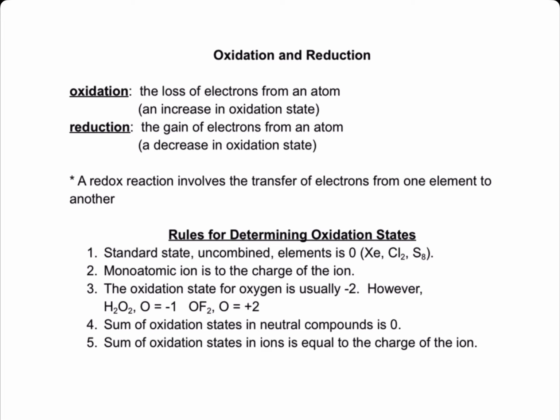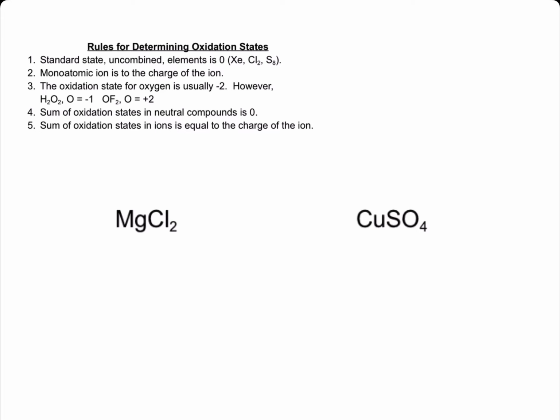Let's take a look at an example. Let's determine the oxidation state of all of the atoms in MgCl2. Now, Mg is bound to another atom here, so it is behaving as a cation from group 2. So the oxidation state for Mg is +2. Chlorine is in group 7 and has an oxidation state of -1.